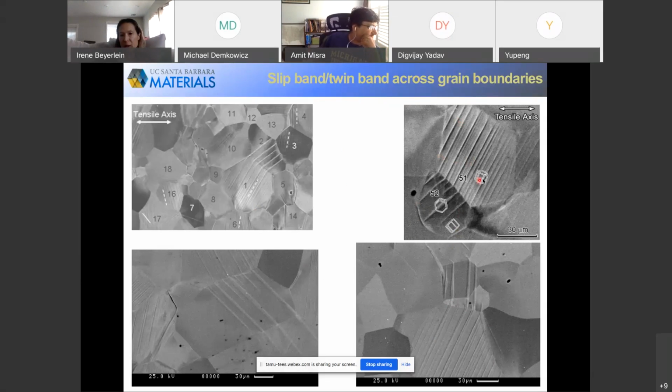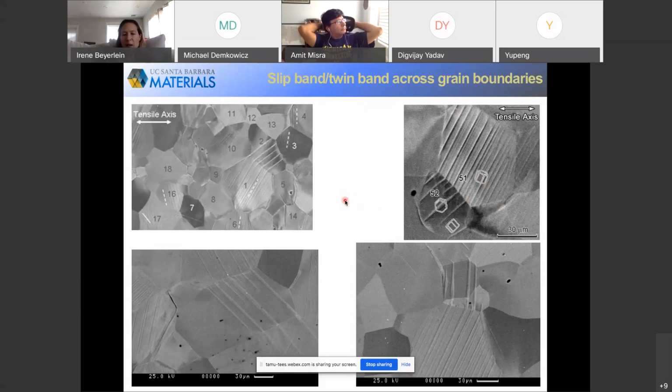Here you can see these are slip bands, and these have been identified as twin bands in the neighboring grain. In some cases, the twins have formed and have reached the opposing grain boundary, but in some of these cases, it's stopped within the interior of the grain. This may suggest that this slip occurring in intense bands in this grain has then formed twins in the neighboring grain. So that's another interesting slip twin interaction.